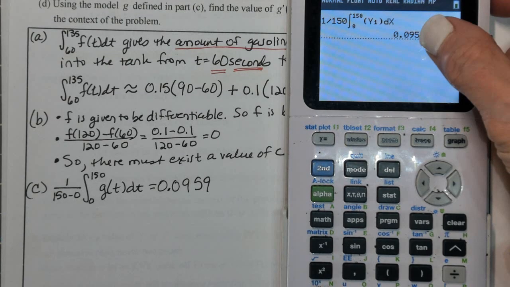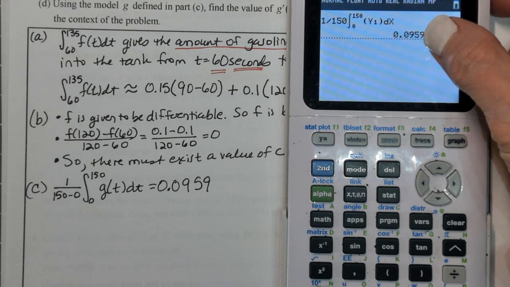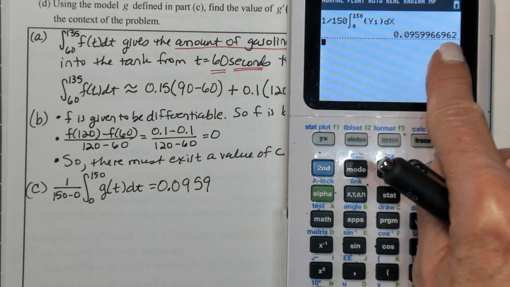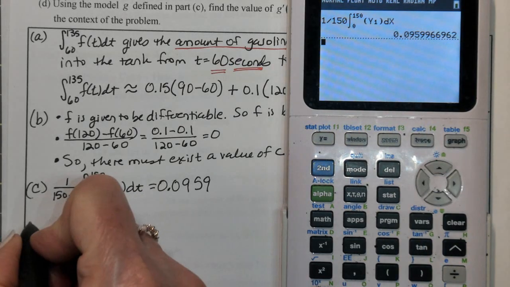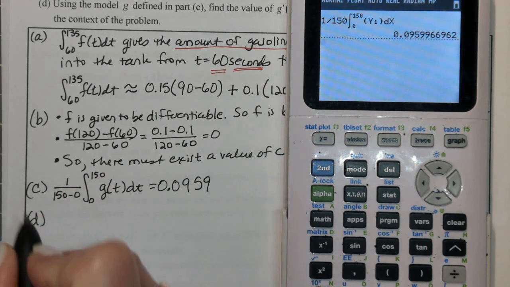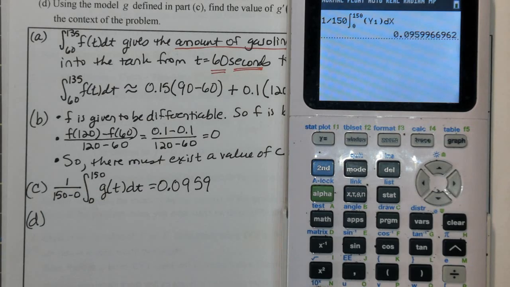They would accept 0.095 or 0.096. When in doubt, write more. Okay? Don't waste your time worrying about, do I round or not? All right? Just write more if you're ever in doubt.